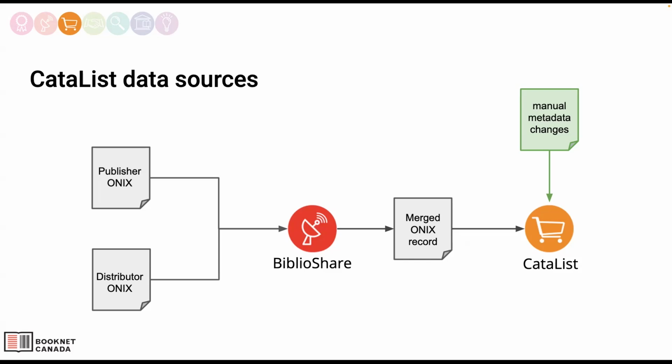and distributors. But sometimes you might need to make a manual change outside of that system in order to quickly correct an error or to ensure that you have all the data you need in CataList for an important sales meeting.